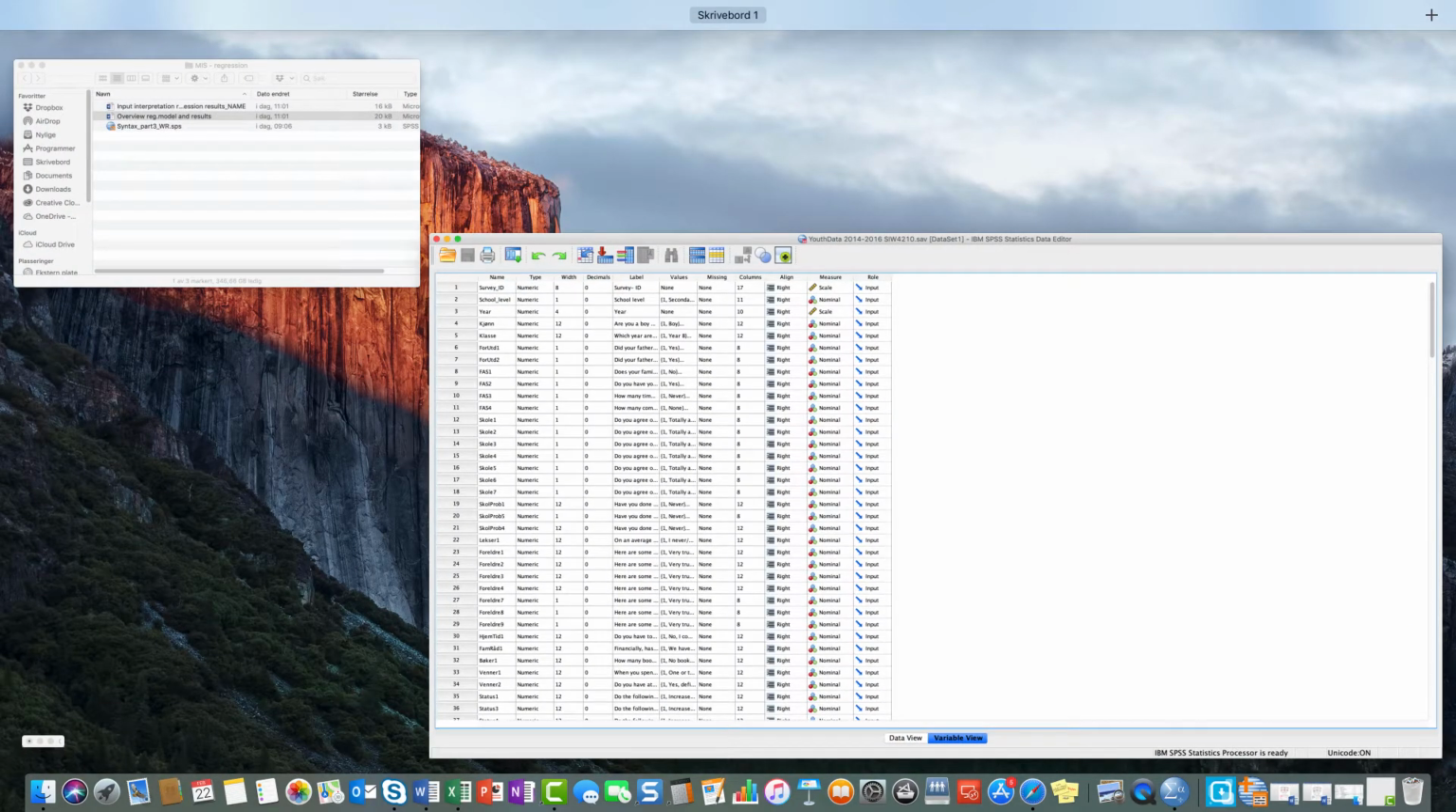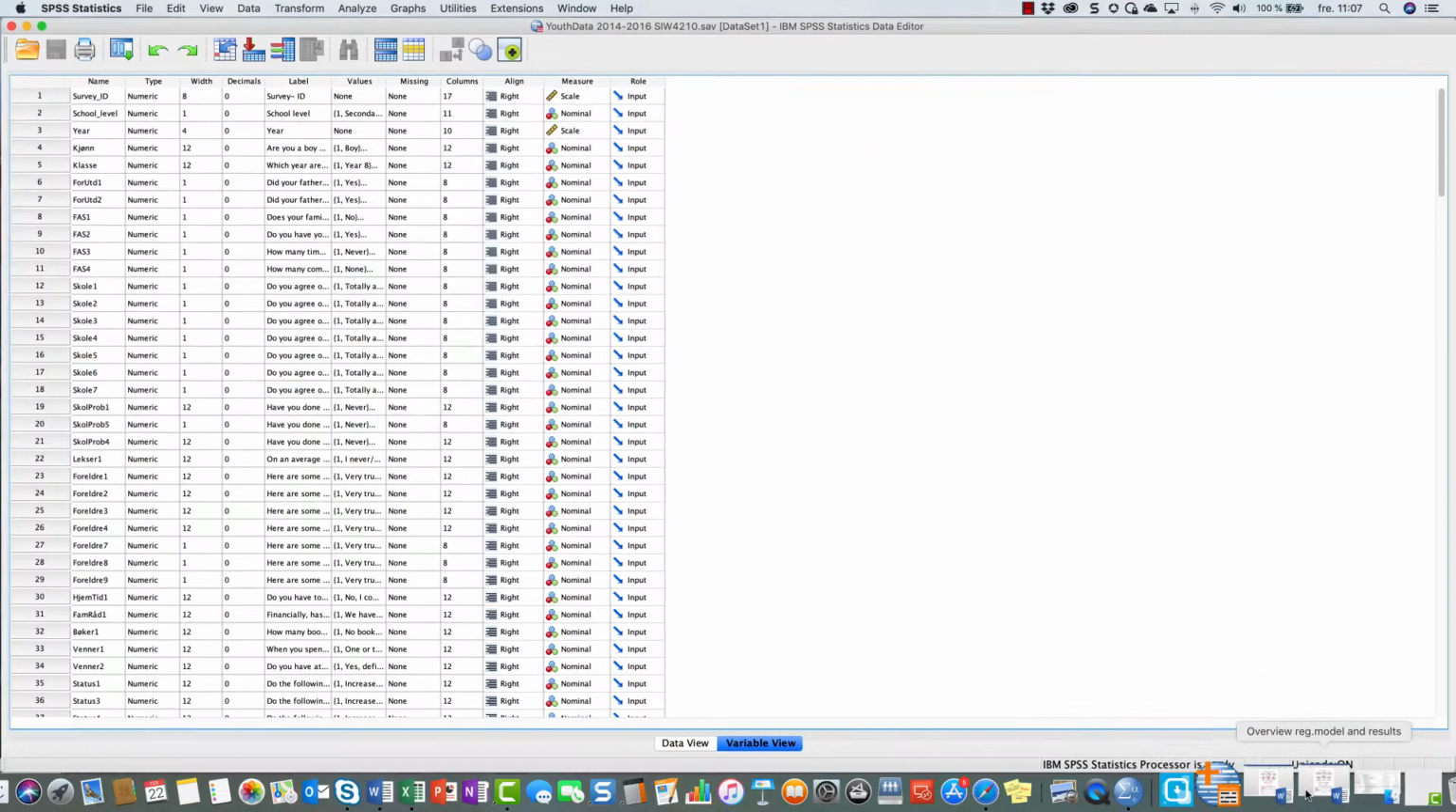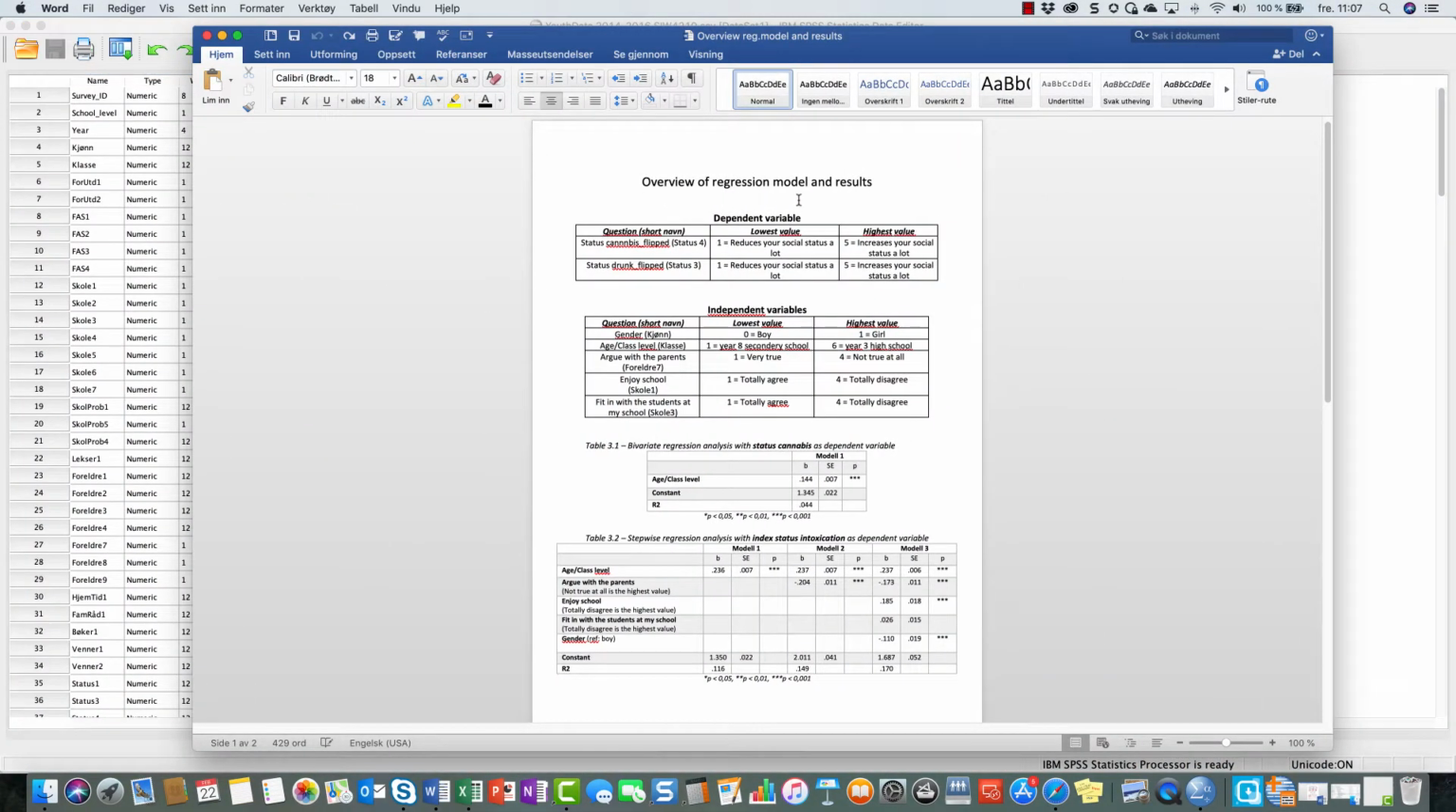I made several documents. I made this, which I've called Overview of Regression Model and Results. This is my example. And as I've really emphasized a lot, you have to know the values on your different variables. In my first model, in my bivariate regression analysis, I have done a regression analysis on status cannabis, where I've turned or flipped the scale.